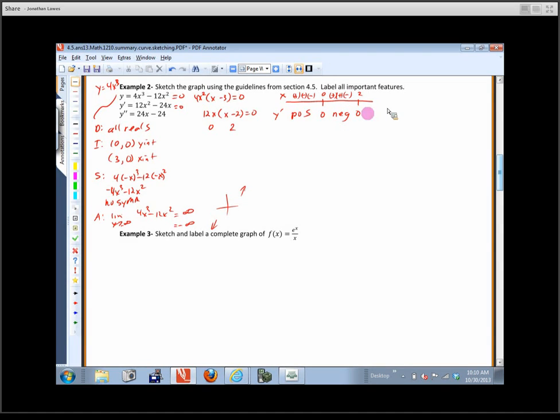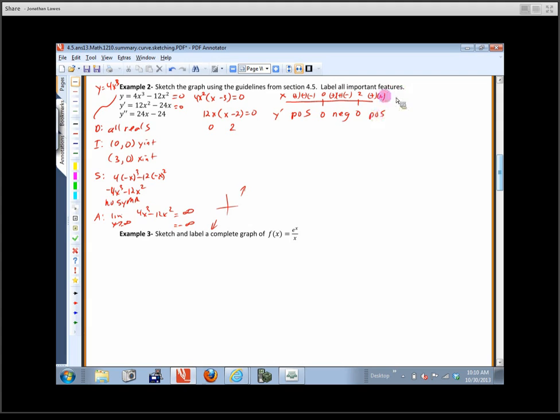Pick any number you want past 2. Pick 17 if you want. The 12 is still positive. We're plugging in a huge positive number here, and a number that's bigger than 2 here, so even when I subtract 2, that factor is still positive. So I end up with a positive first derivative there. Any questions about that? We've done this several times, right?